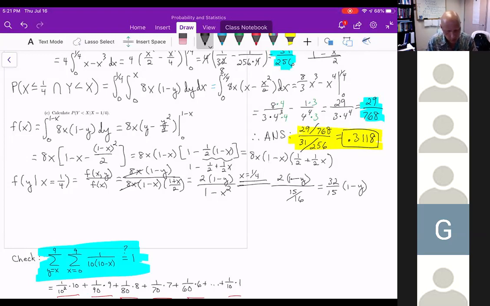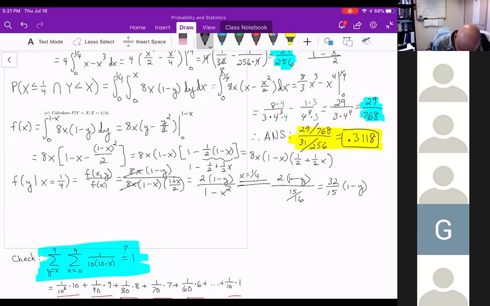So this is our marginal distribution when x is 1/4. Now we haven't answered the question yet. We've just set ourselves up with a piece that we need in order to get this conditional distribution. In order to get the conditional probability, we need this conditional distribution.